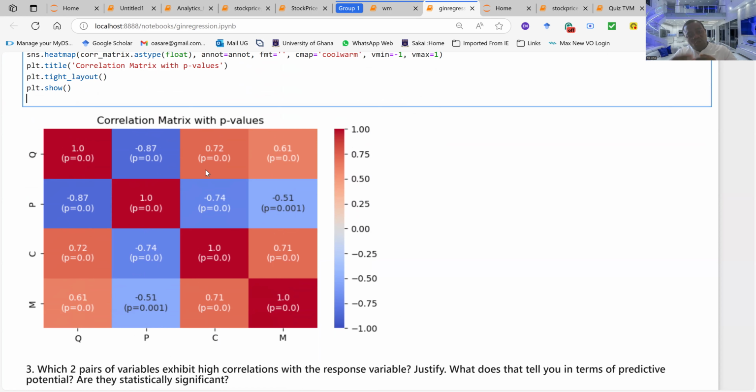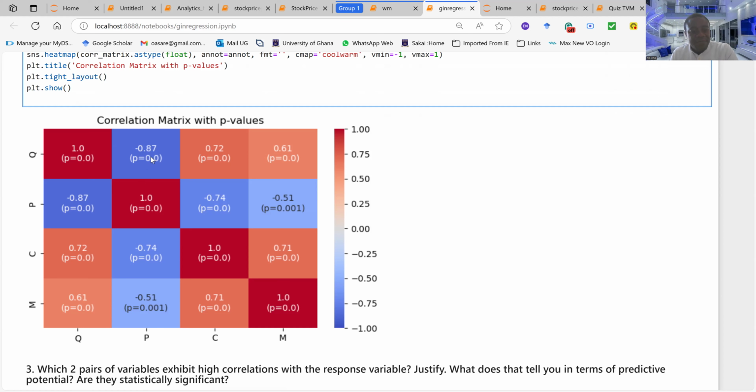Correlation has to do with association between two variables. And the association can be positive or negative. If it is positive, you can also have strong positive or weak positive. If it is negative, you can have strong negative or weak negative. For example, when you look at quantity demanded and price, it is positive. Sorry, it's negative, and it is strong negative.